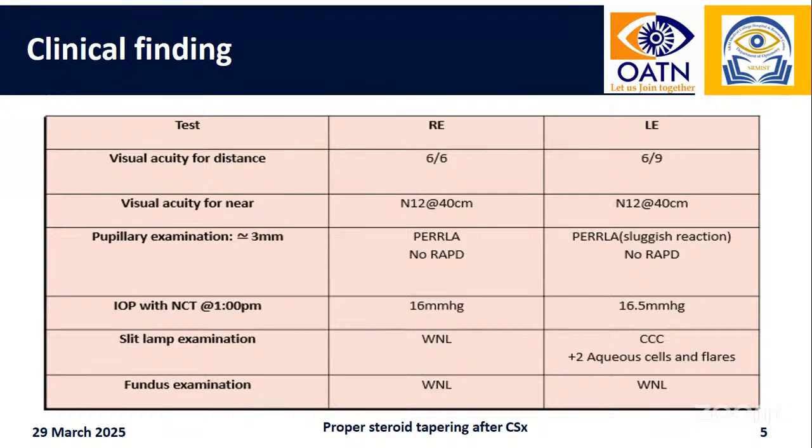And IOP in NCT was 16 in the right eye and 16.5 in the left eye. And on slit lamp, the right eye was within normal limits, and in the left eye there is circumcorneal congestion with +2 aqueous cells and flare. And the fundus was normal.